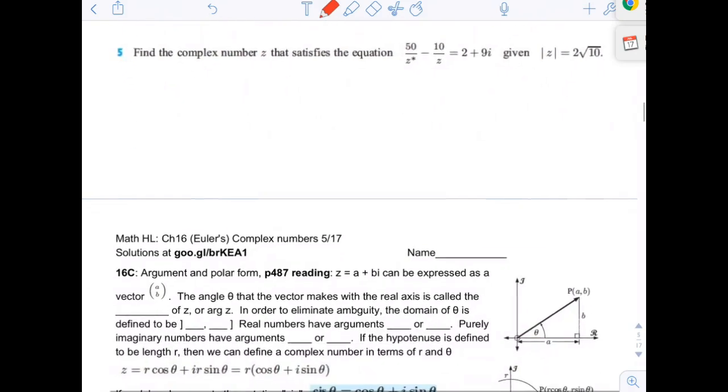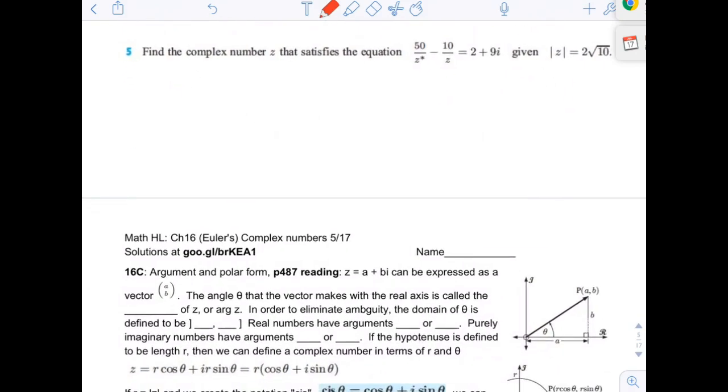Number 5. Find the complex number z that satisfies this equation, given that the modulus of z is equal to 2 square root of 10. Okay, so let's see. Can we do this with algebra? We do not want complex numbers in the denominator. How do we get them out? We multiply by the conjugate, right?